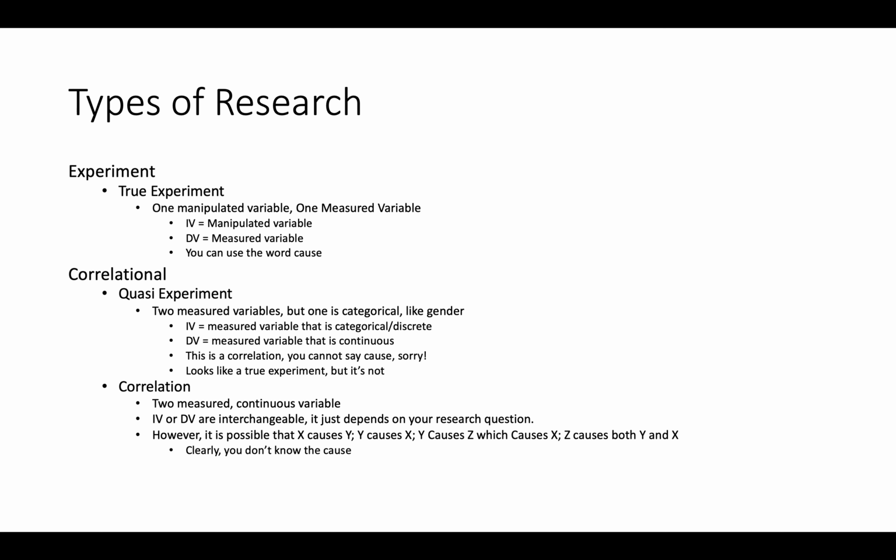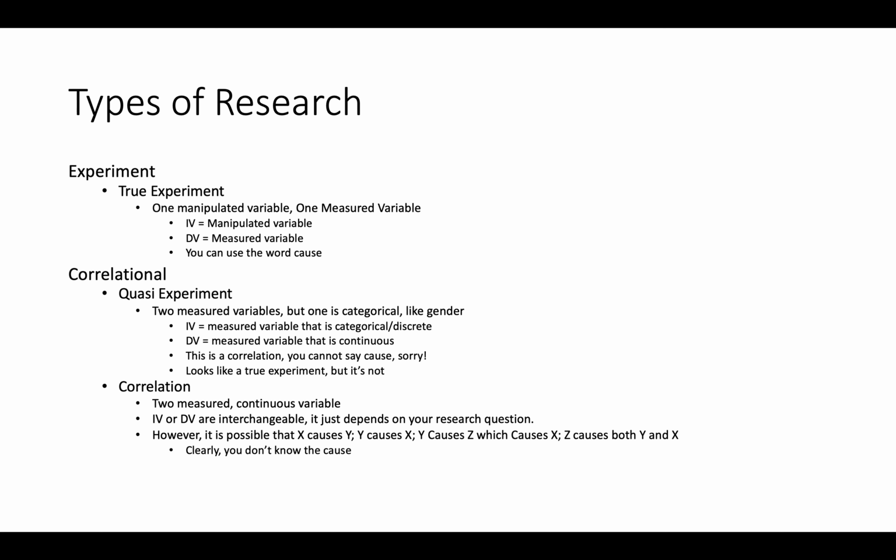Quasi-experiments look like a true experiment. The only way to know the difference is, did I randomly assign people to different conditions of my independent variable? If you can't randomly assign people to gender, then guess what? It's a correlation, even if we use the same statistics, which we'll learn later. And then, of course, your correlation: two measured continuous variables, right? That's the difference between a correlation and a quasi-experiment. There are just two measured continuous variables, two interval measures, two ratio measures. It doesn't really matter. It's just a correlation.